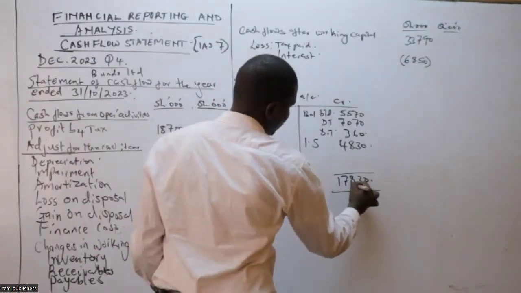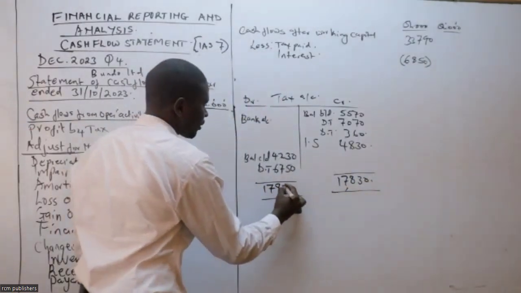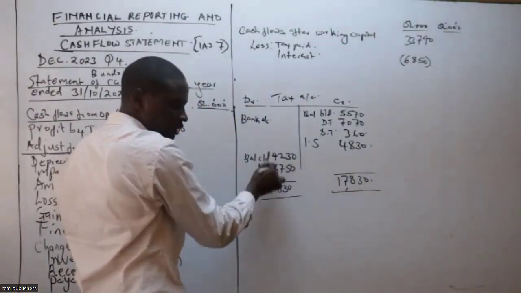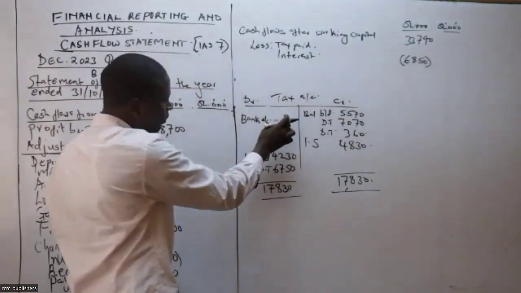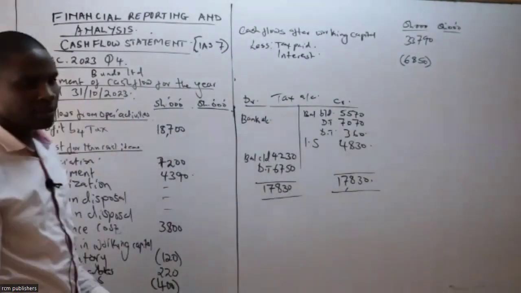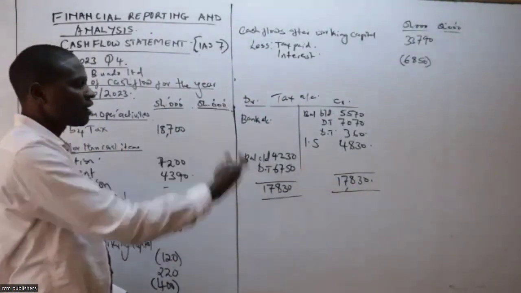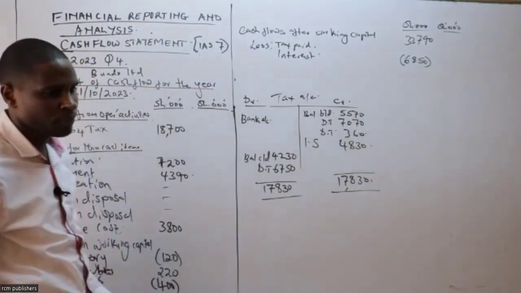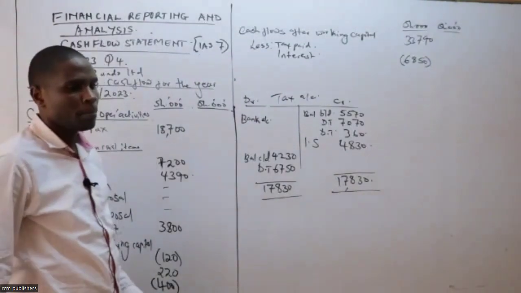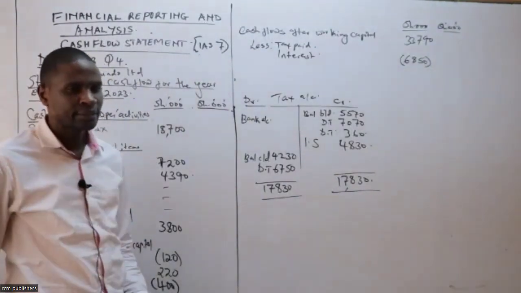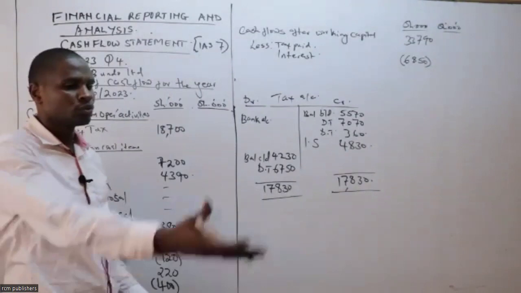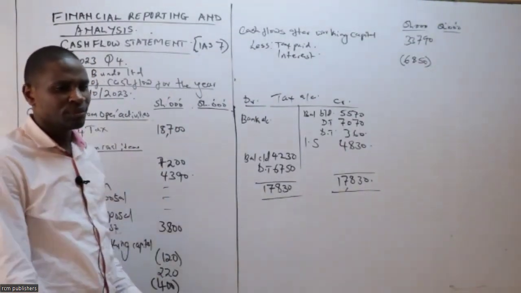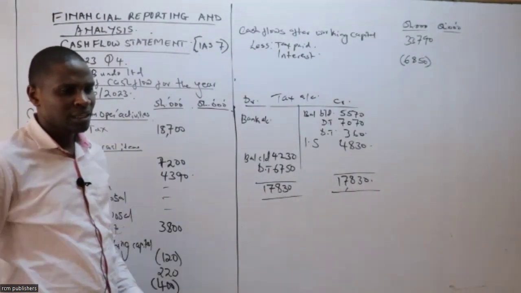17830. I hope you started with that side. 17830. And then can you subtract this to get the balance, the tax that was paid. Whatever you get there is the tax paid. The tax paid. Bank, what we call bank. The tax, we assume it was paid through bank. It was paid through bank cheque. 6850. That is the difference.